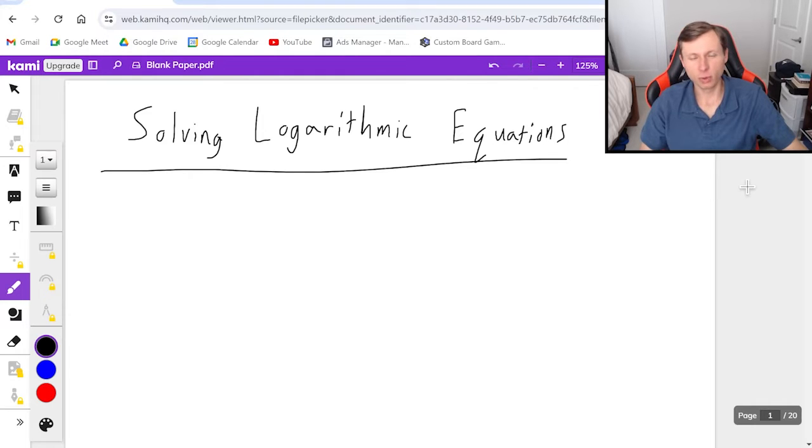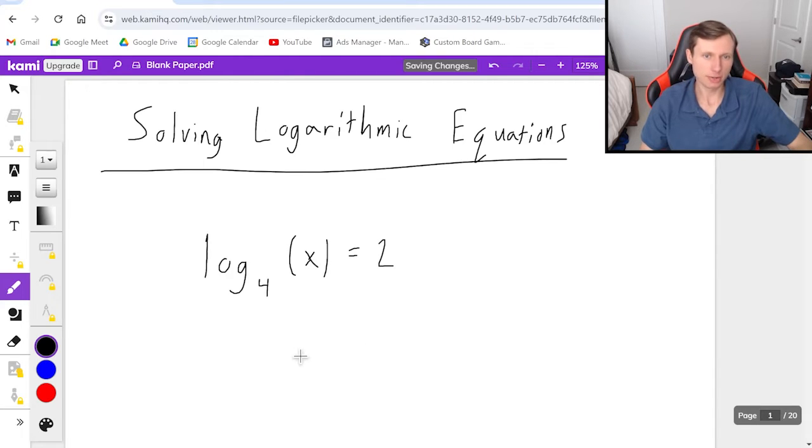In today's video, we're going to talk about how to solve logarithmic equations. In other words, equations that have logs in them. So as an example, let's say I have log base 4 of x equals some number like 2, and I want to know how do I solve for x here.